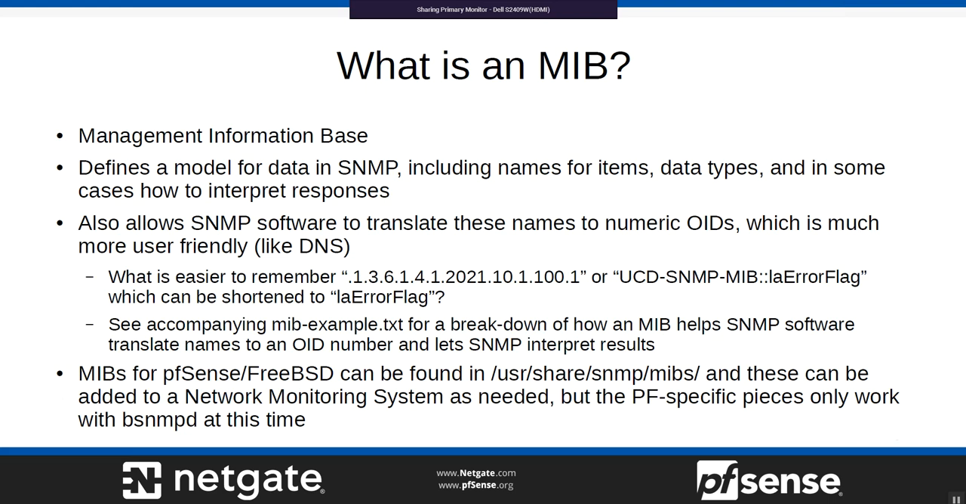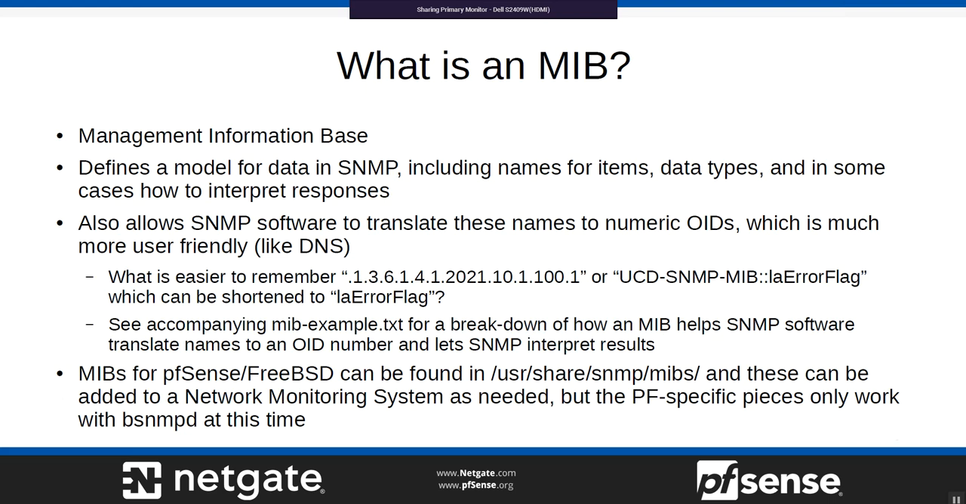What's easier to remember, the big long string of numbers, or you can do a namespace thing with an MIB and then a specific identifier, or in many cases, because the identifiers are generally unique, you can just shorten that to the name of the data itself, just LA error flag in that case. If I have some time at the end, I'm going to go over an example of how an MIB helps the software to translate the names to an OID. I'll break it down and go point by point. If not, I'll get that put up with the slides and the video when it goes into the archive next week, so you can look at it then.